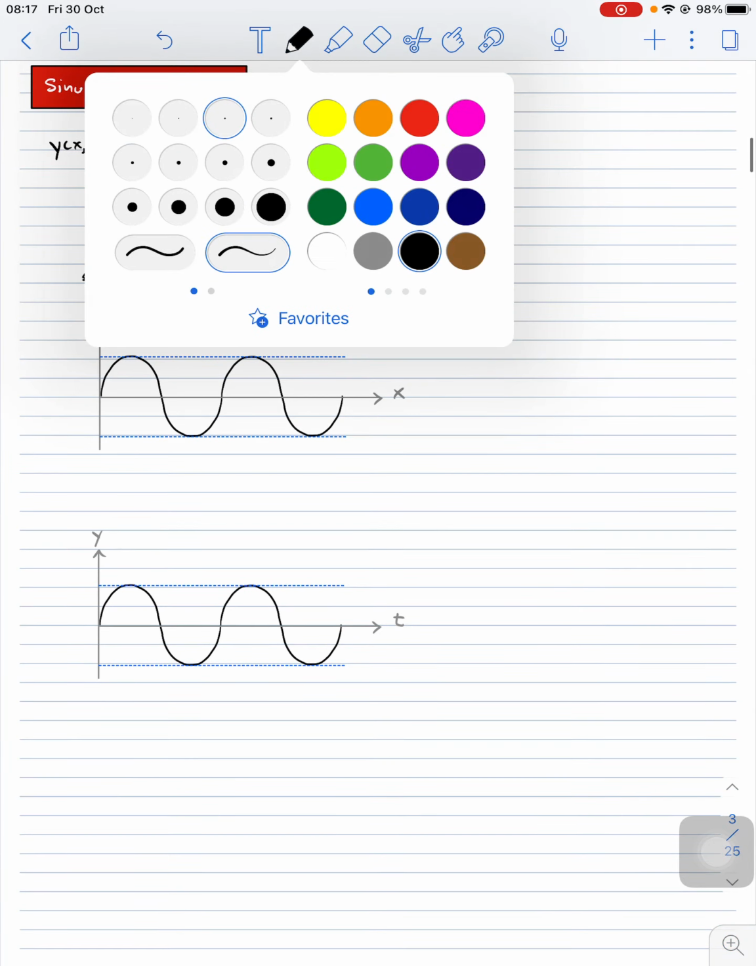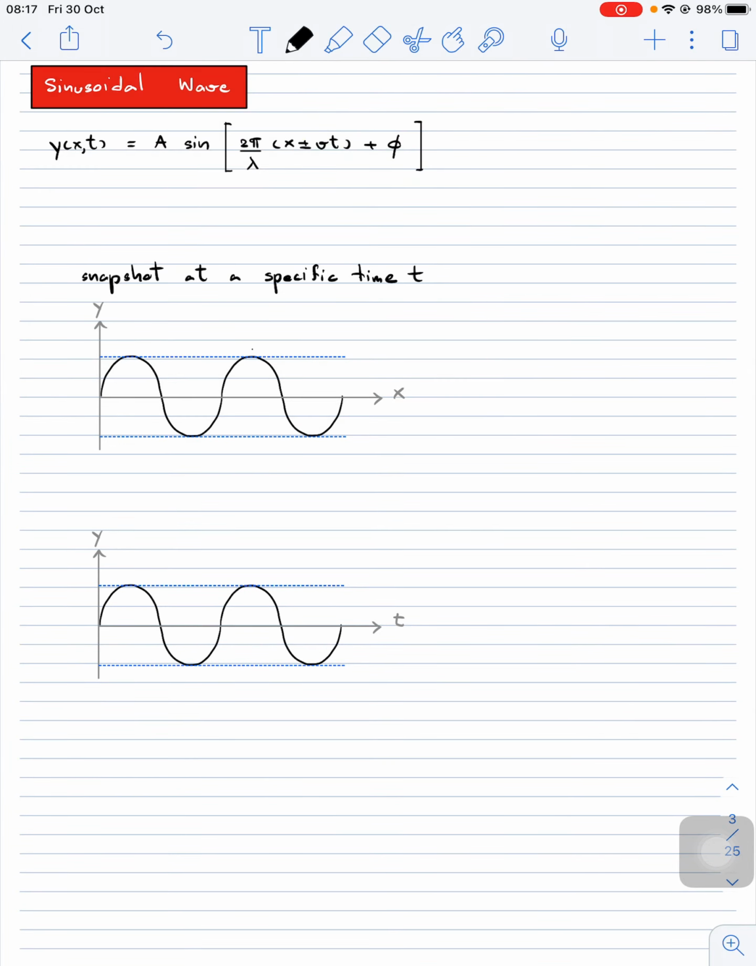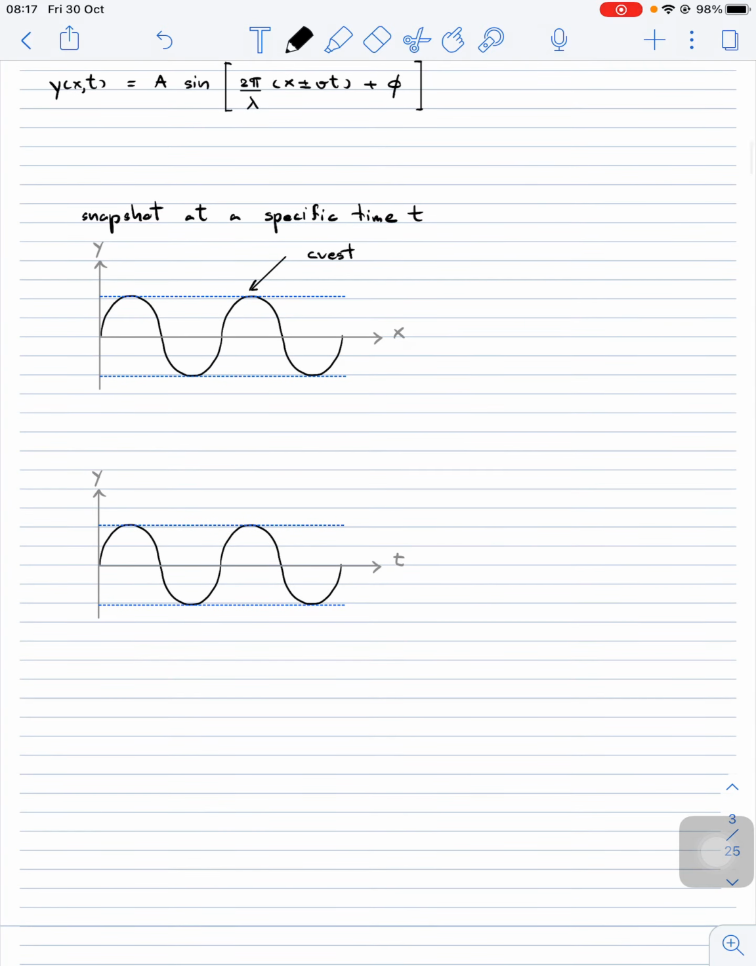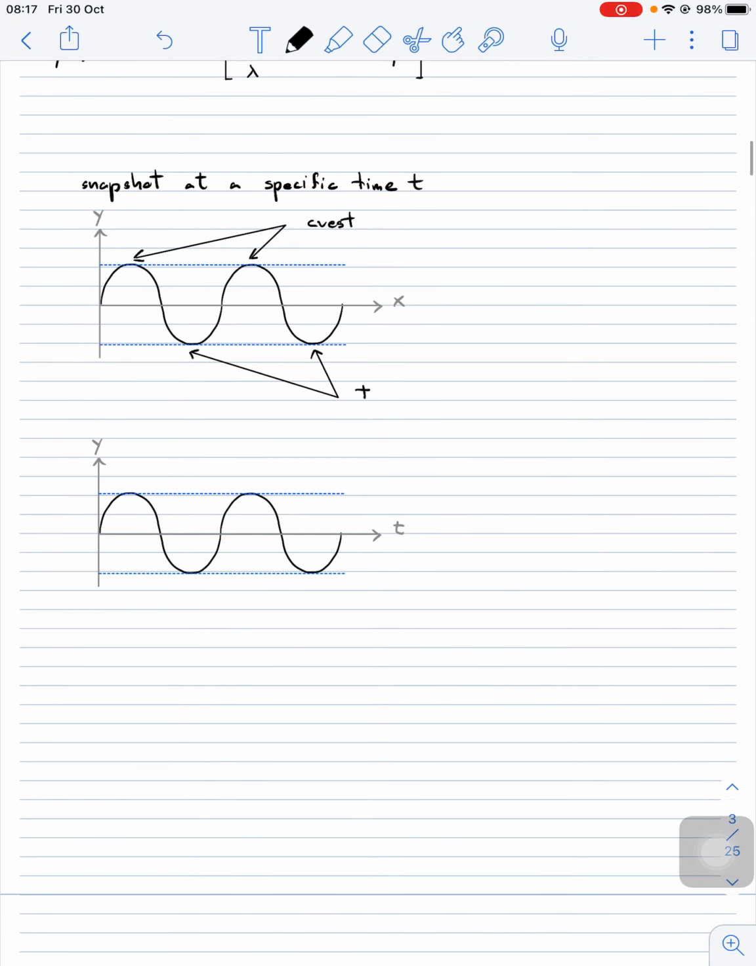So let's talk about some properties of the wave first. At this position, it's called the crest of the wave. The crest just means the top of the wave. This is also a crest of the wave. And at this position, it's called the trough of the wave. The crest means top, and the trough just means bottom, the bottom of the wave.